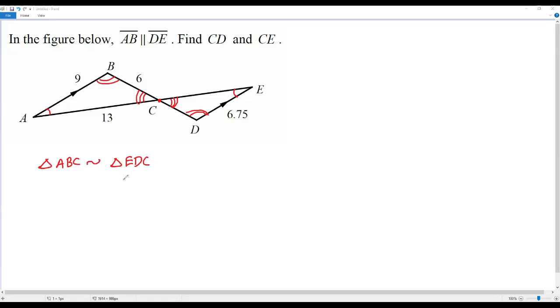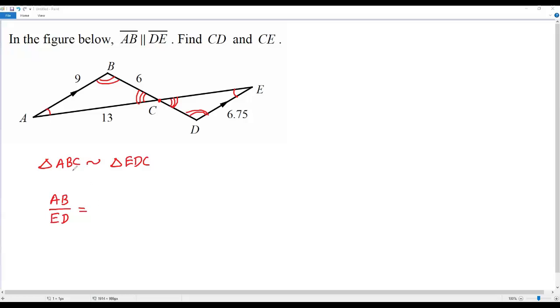Since these two triangles are similar, the corresponding sides must be proportional. I mean, the ratios between the corresponding sides must be equal. Let me take the side AB in the first triangle ABC. To get the side AB, I consider the first letter and second letter. To get the corresponding side in the second triangle, we consider the letters at the same position, first letter and second letter. So AB and ED are corresponding sides.